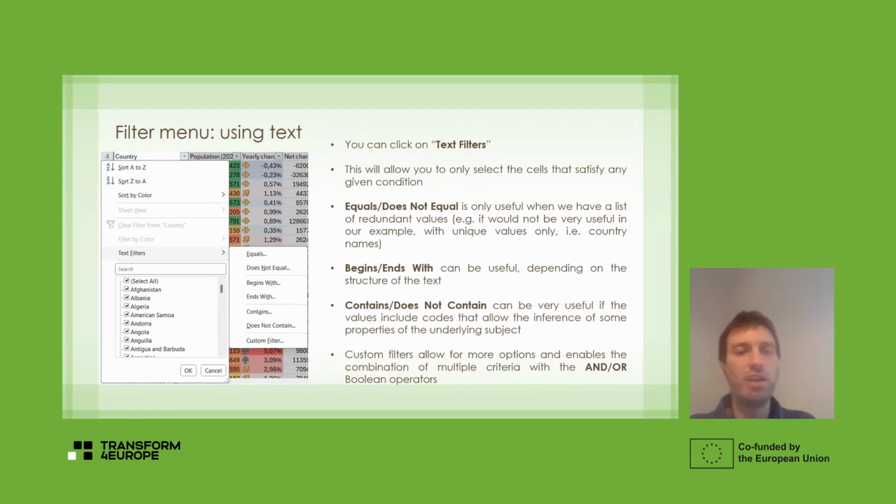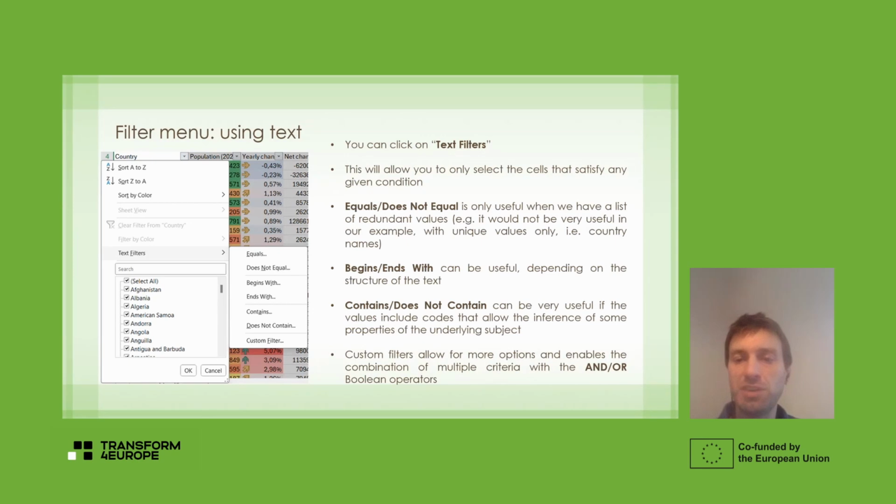So Excel will automatically recognize that your column includes text data and will provide you with the option to click on text filters, and you will have equals, doesn't equal. Obviously, this is useful when we have redundant values, okay? You can select or deselect the countries that, in this case, match a given value, all right? It's more useful sometimes to use the other options, begins or ends with.